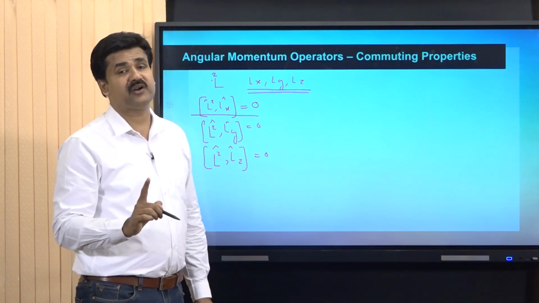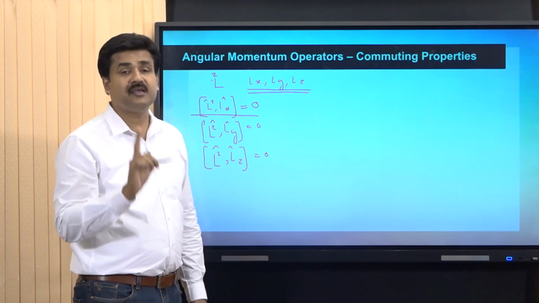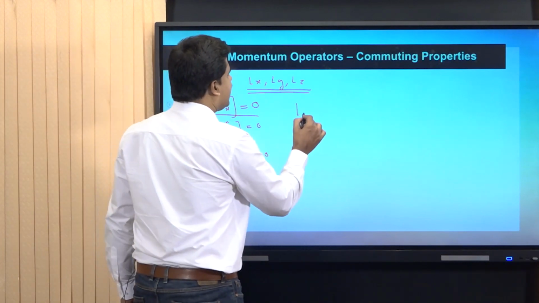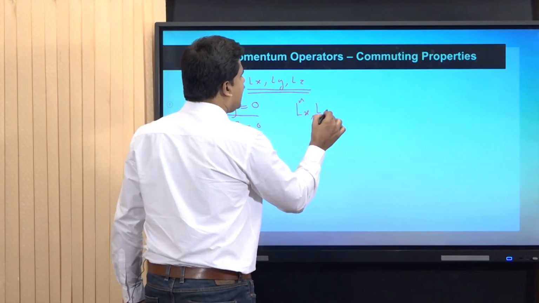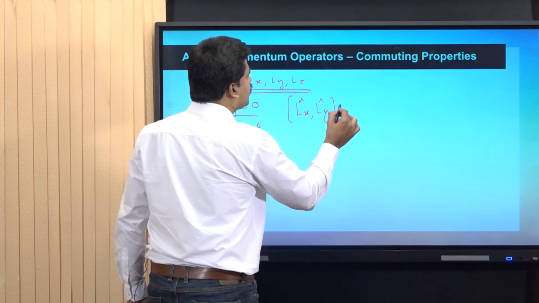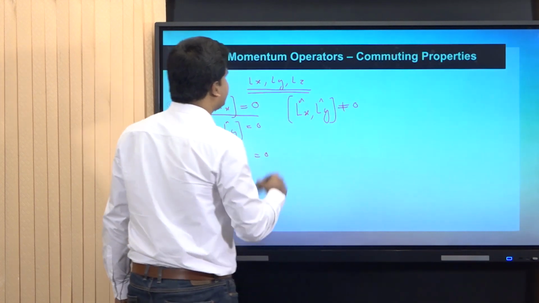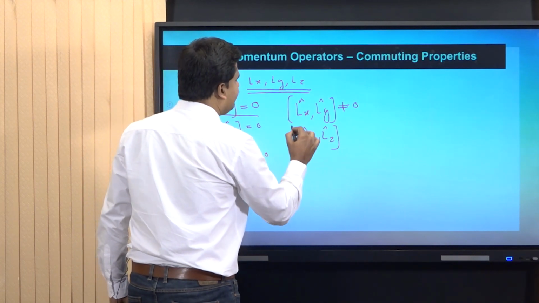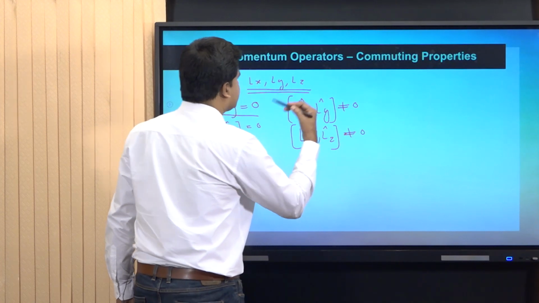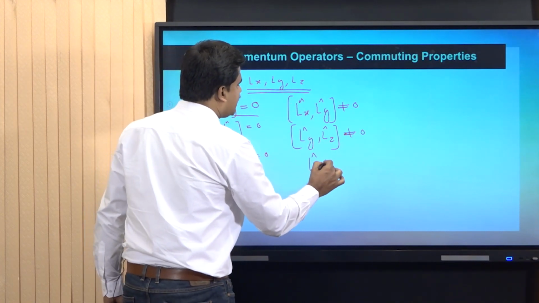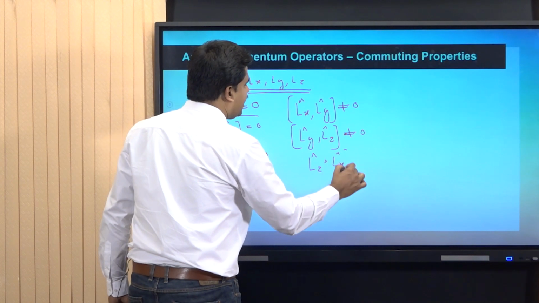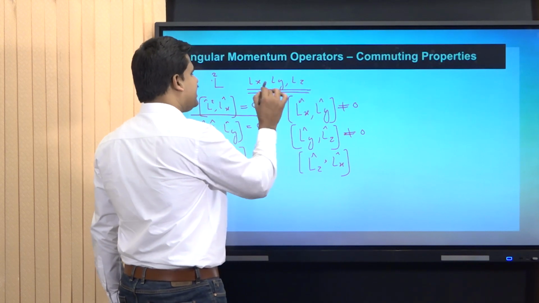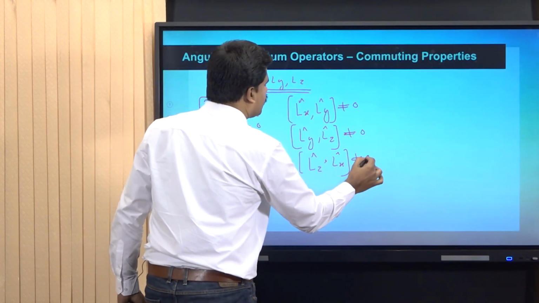Moreover, moving on to these three components, it should be noted that it is impossible to determine any two components of angular momentum simultaneously and precisely. That means Lx hat and Ly hat will not commute with each other. Ly hat and Lz hat will not commute with each other. Lz hat and Lx hat, I am representing it in a cyclic fashion, x, y, z, z, x like that, not equal to 0.